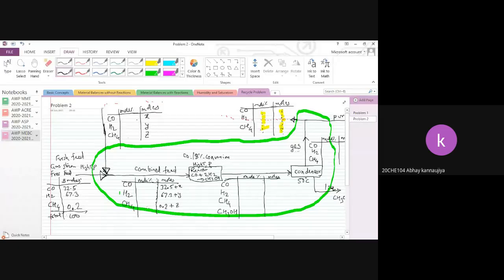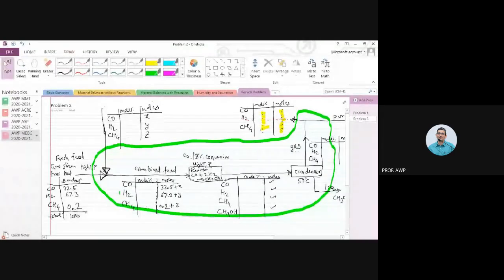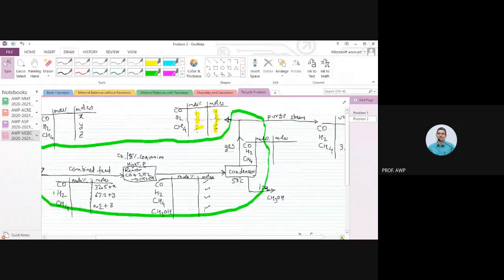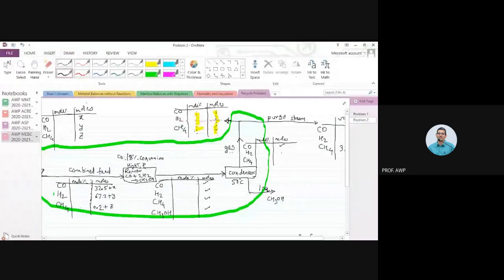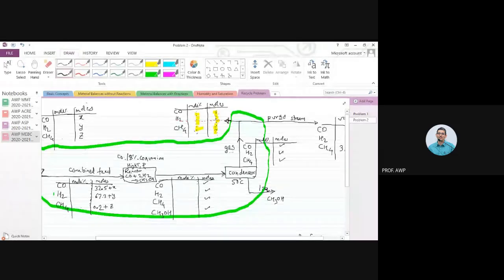Yes. I have broken the recycle stream and I've introduced three unknowns X, Y, and Z. Now I have got everything in the combined feed stream, but only problem is it is in terms of X, Y, and Z. Now I can go from left to right. Now I can find this. I can go forward. I know that all the methanol is condensed. I can find this. I can find something about this.